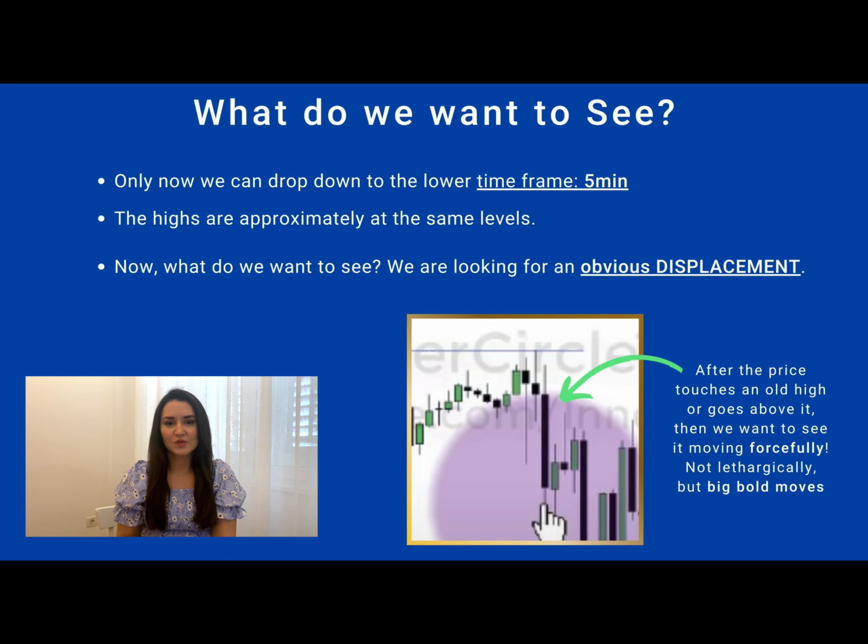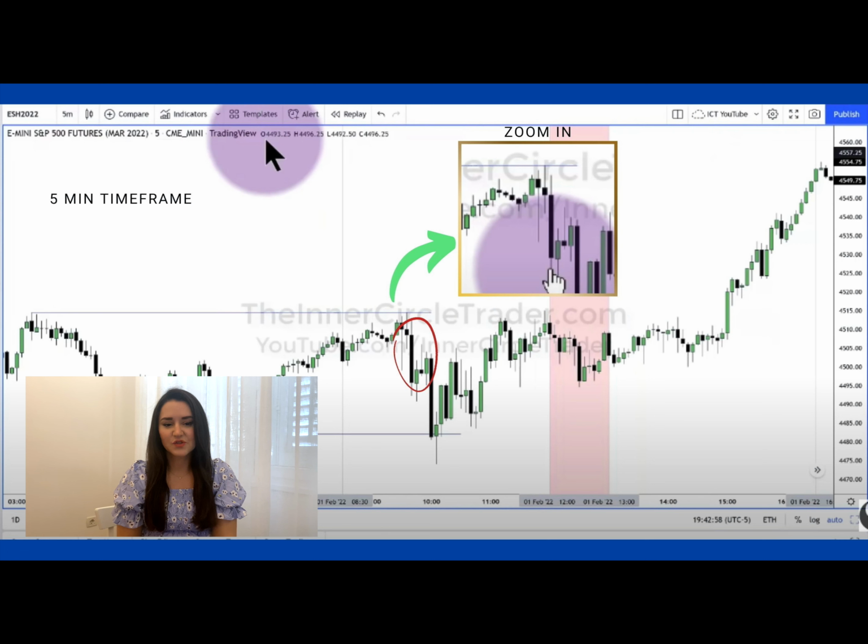After the price goes above or touches an old high or an old low, for example, what we want to see is obvious displacement. We want to see the price moving forcefully away from it. Quickly. It has to be really a sudden move. So let's go back to our chart. Here, zoomed in, you can see an obvious displacement. The price has touched an old high and right away it has moved forcefully away from it. It has displaced. Remember the water and the elephant? That's exactly what we can see here.